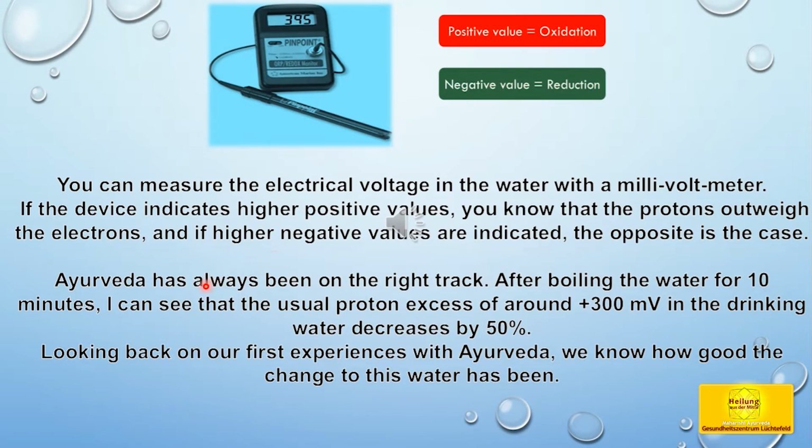Ayurveda has always been on the right track. After boiling the water for 10 minutes, I can see that the usual proton axis of around plus 300 millivolt in the drinking water decreases by 50%. Looking back on our first experiences with Ayurveda, we know how good the change to this water has been.